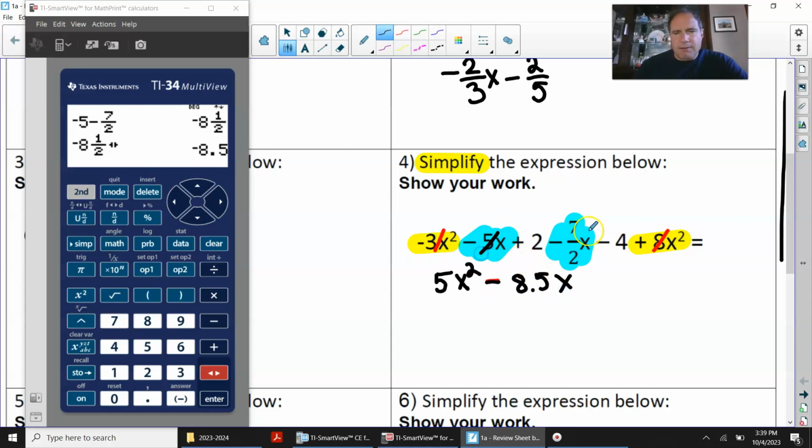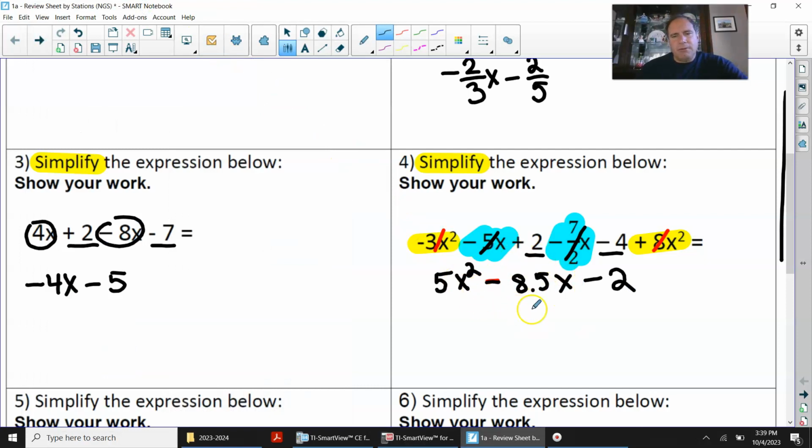So I combine those two x's, and then the rest is just positive 2 minus 4, that's negative 2. And that is your final answer. So you combined all those terms, the x squareds first, then followed by the x's, and then the constants.